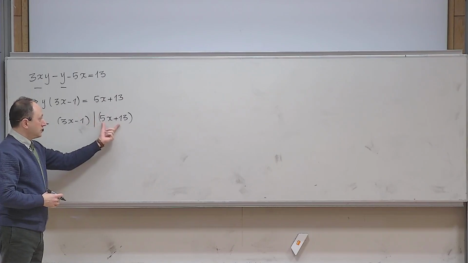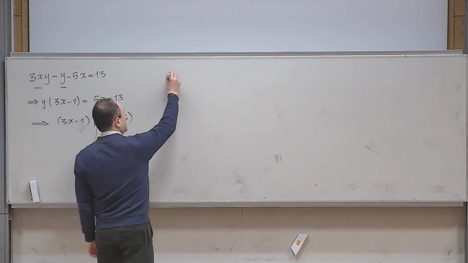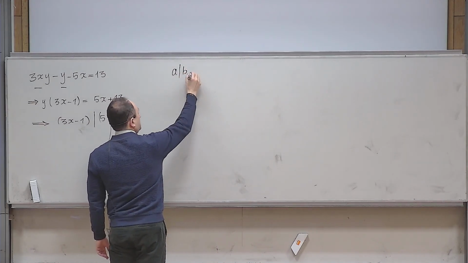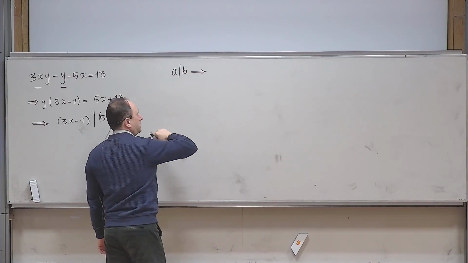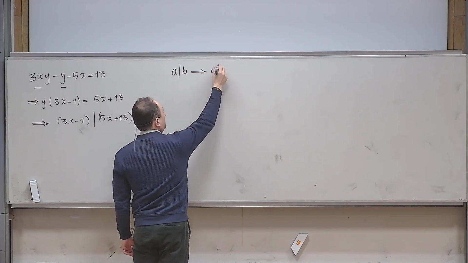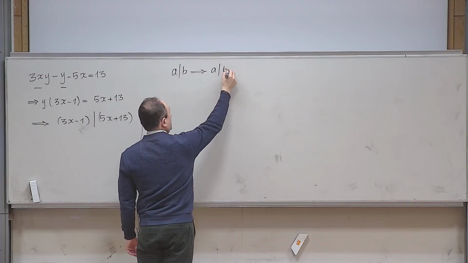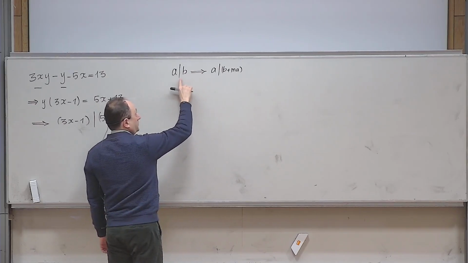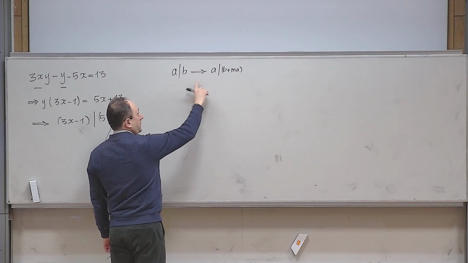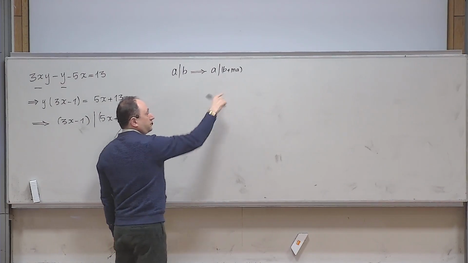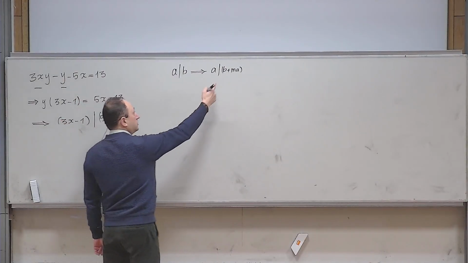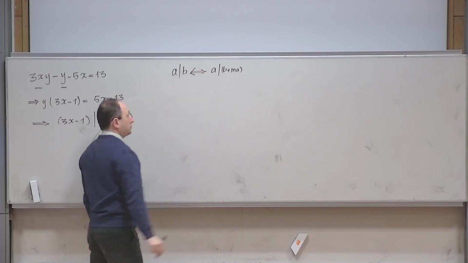For making this a constant, I want to use this theorem, which was presented in lecture number 3. If I know a divides b, and if I know that m is an integer, I can conclude that a divides b plus ma as well. So in other words, if I have a divisibility relation which I know is true, I can add any integer multiple of the left-hand side to the right-hand side.